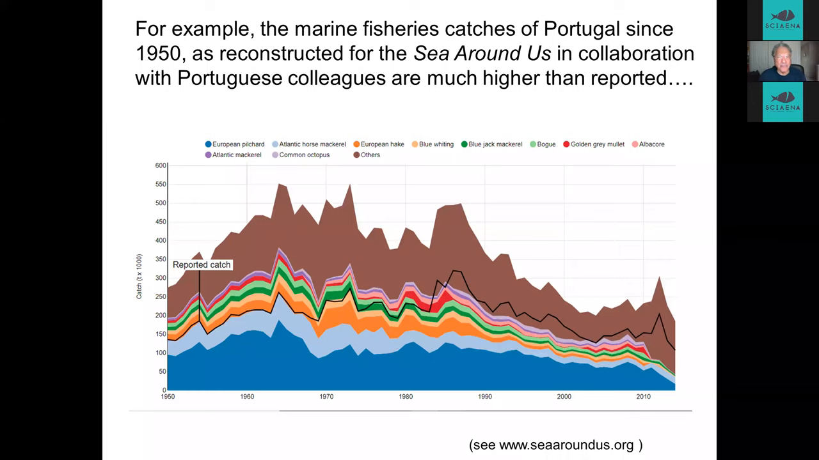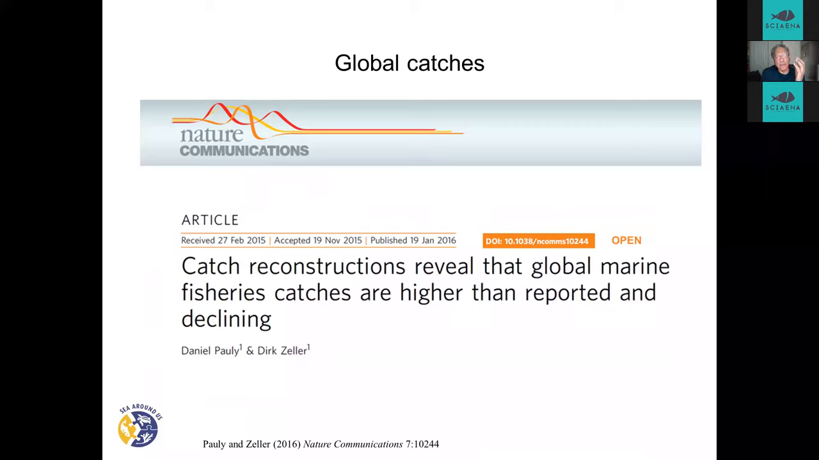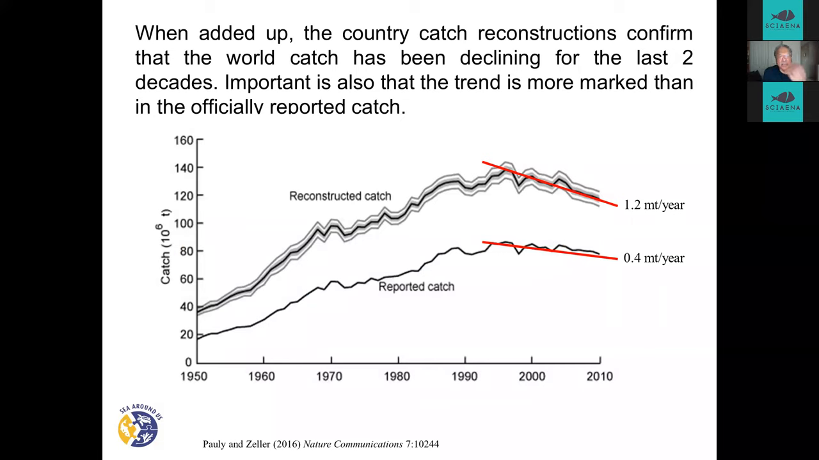The result of this, and you can visit that on our website, you can get this catch by species, you can get the catch by gear, you can get the catch by country fishing, and so on. This is very detailed. And the sum total of all of this was published in 2016, and basically we found that the catch of the world is bigger and declining. And bigger it is because all countries tend to underreport their catch, except for a few countries in Asia that overreport their catch. China was a case in point. There are other countries like Myanmar that overreport their catch, also Vietnam, for certain political reasons. But the fact is that most countries underreport their catch, and that is particularly the case in developing countries.